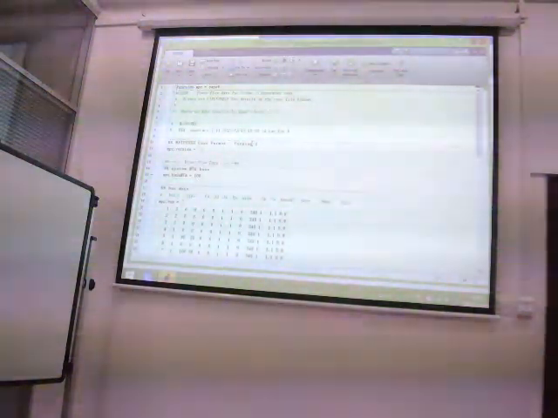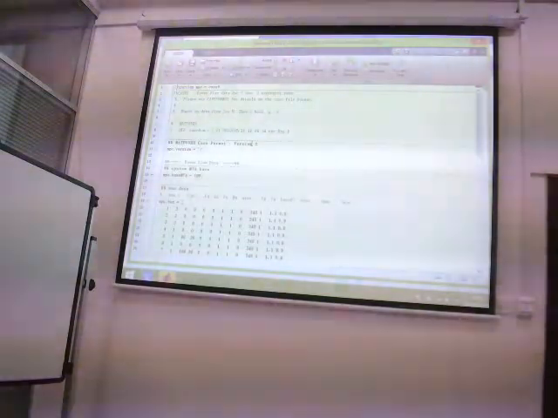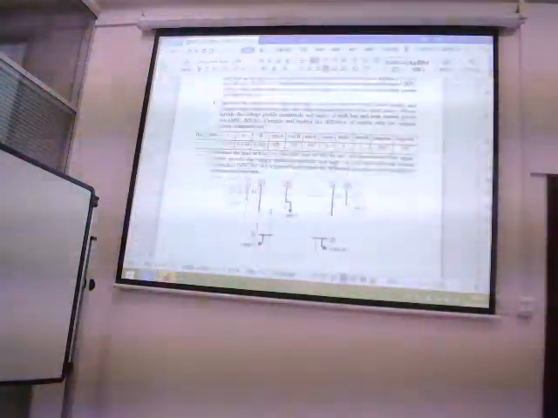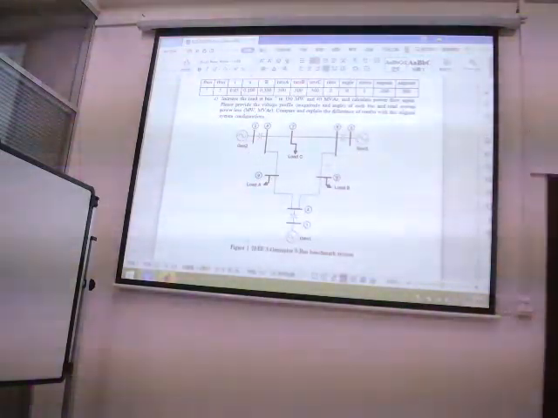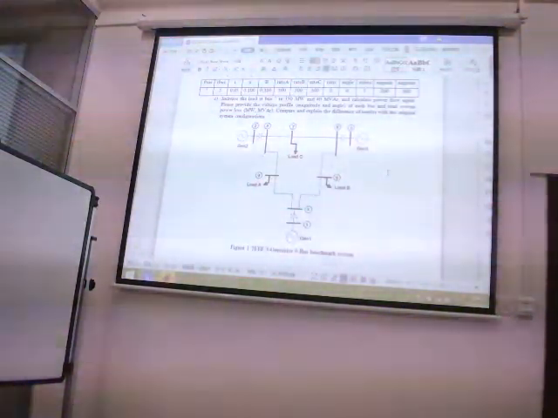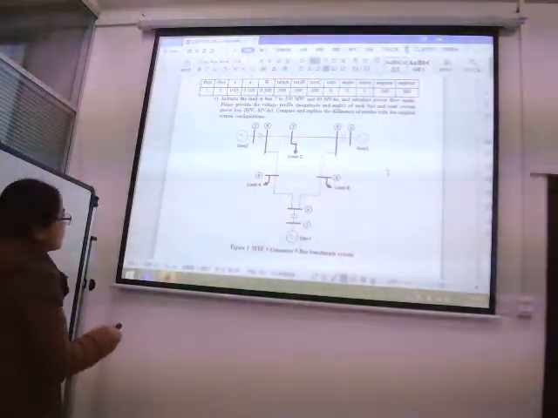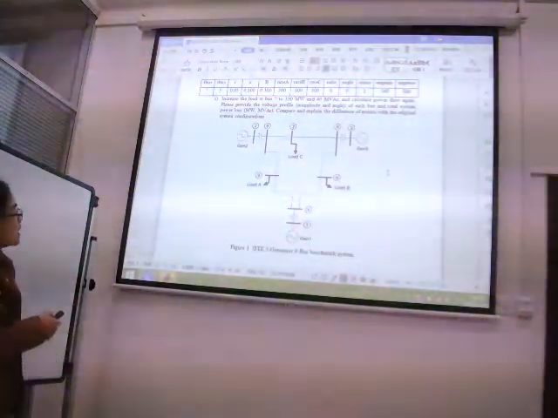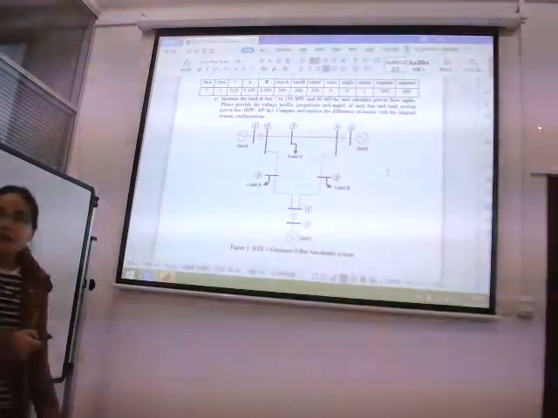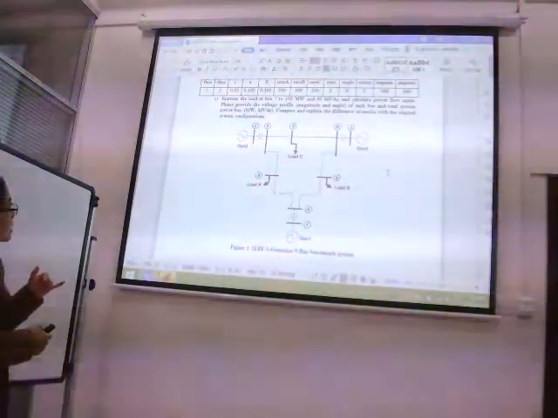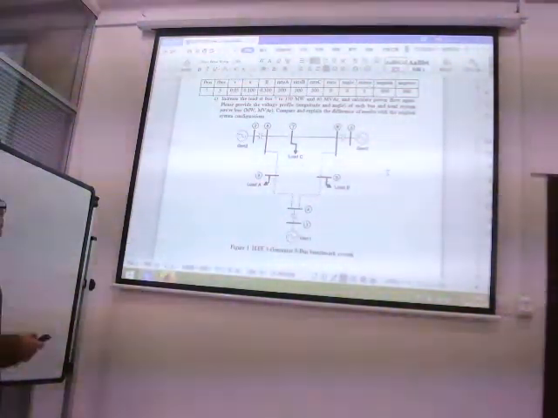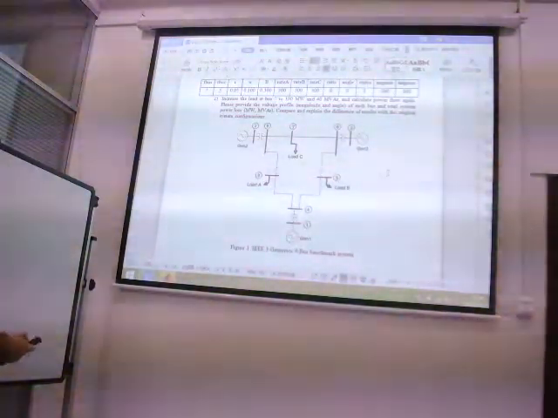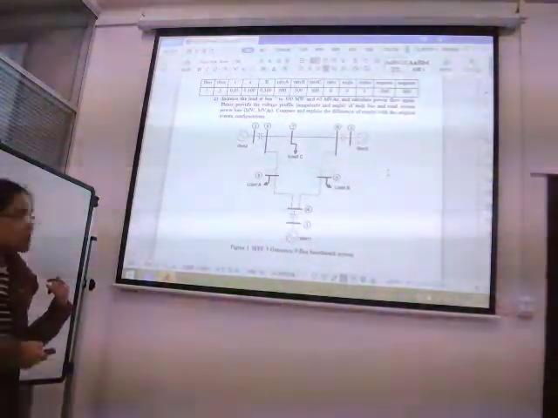The M-base system is 100, and for the 9-bar system, this is the benchmark system. This is the configuration for the 9-bar system. We can see that it has 3 generators: generator 1, generator 2, generator 3. Then we have the load, load A, load B, and the load demand for the rest of the six nodes.